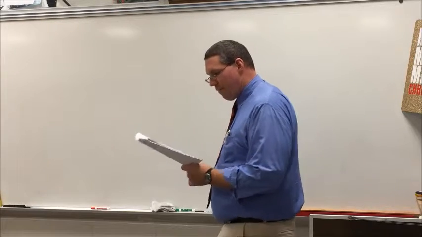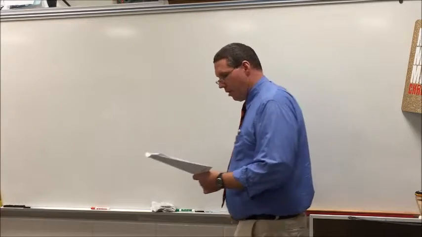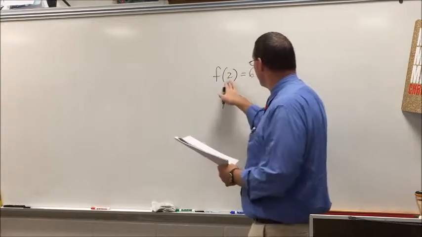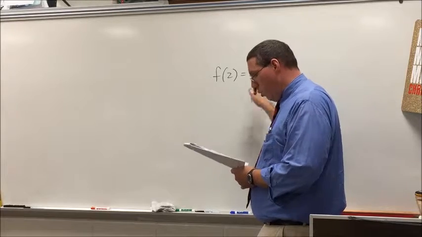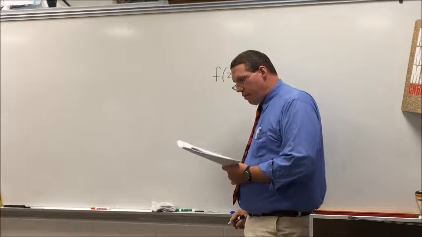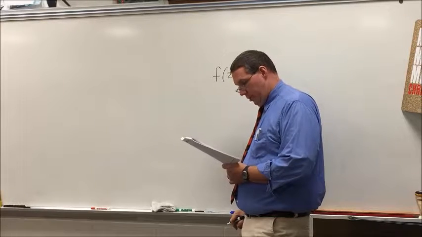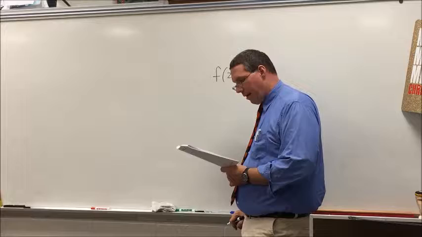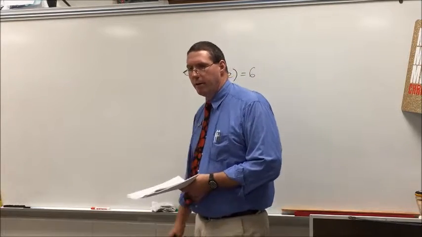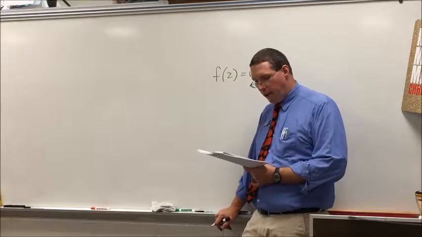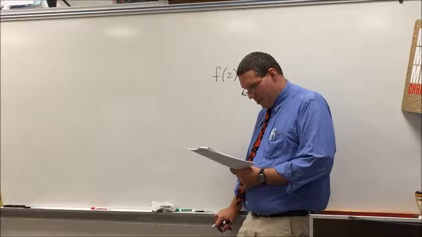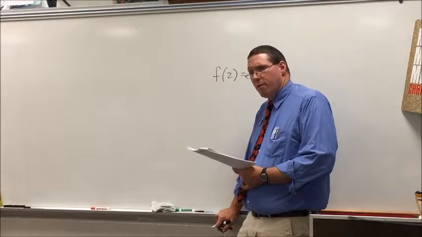82. If f is a continuous function such that f of 2 is equal to 6, so we have a point here, 2, 6, which of the following statements must be true? A is the limit as x approaches 1 of f of 2x equals 3. What is always the first step in any limit? Plug in. If we put 1 in for x, we get f of 2 equals 3. But this says f of 2 equals 6. So A can't be true.